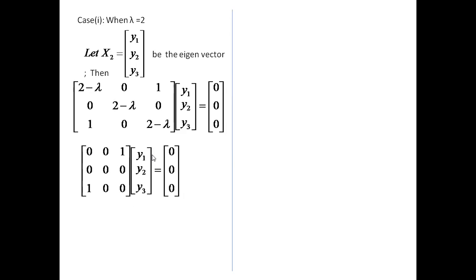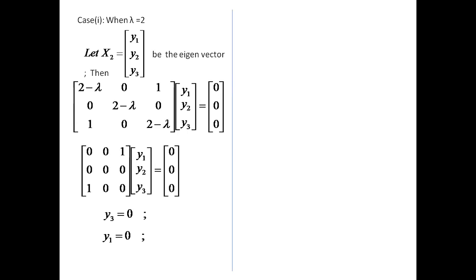Now expand it: 0 into y1 plus 0 into y2 plus 0 into y3 is equal to 0. From the second, all these are 0, so we can't write anything. In the last equation, 1 into y1 is equal to 0. So now y3 is equal to 0 and y1 is equal to 0, but don't think 0, 0, 0 is the eigenvector.